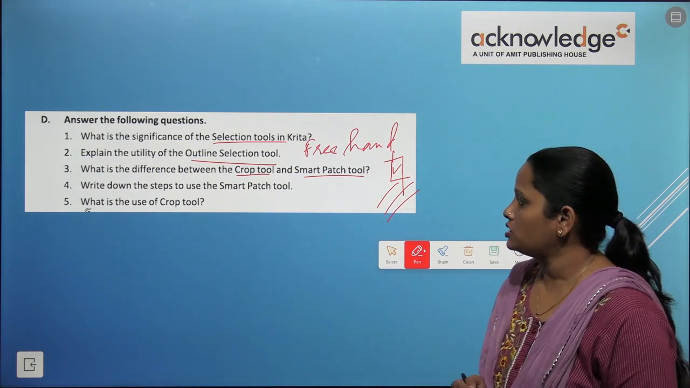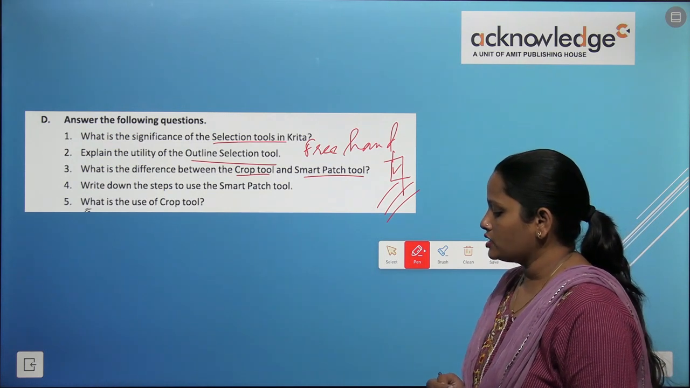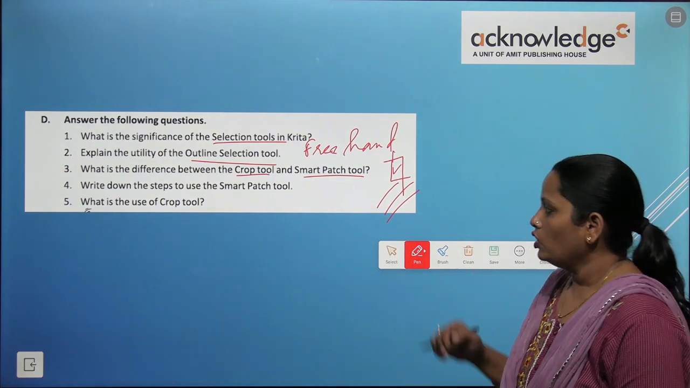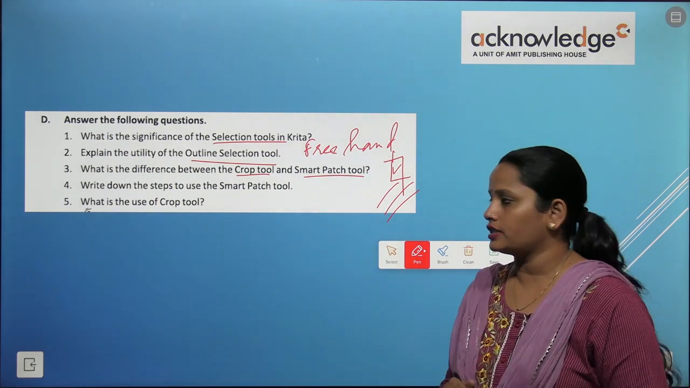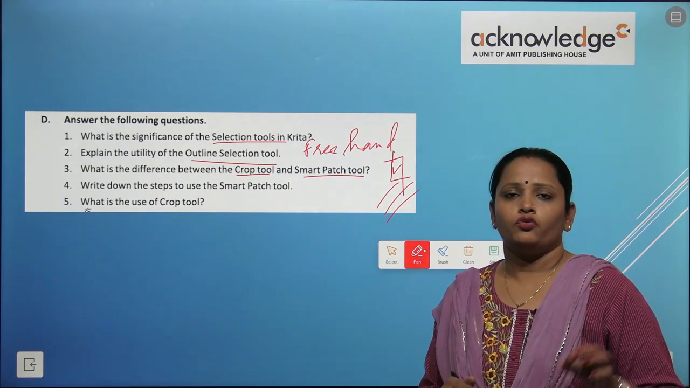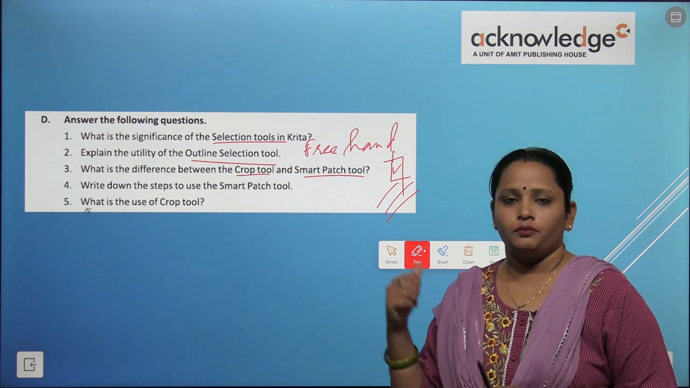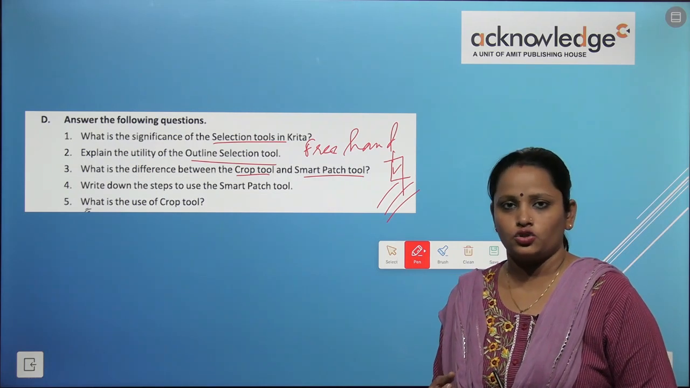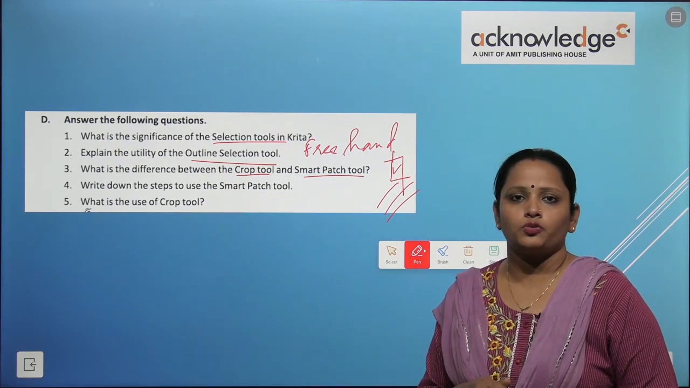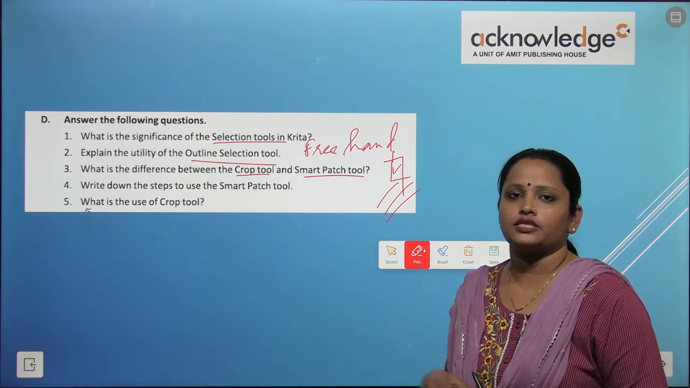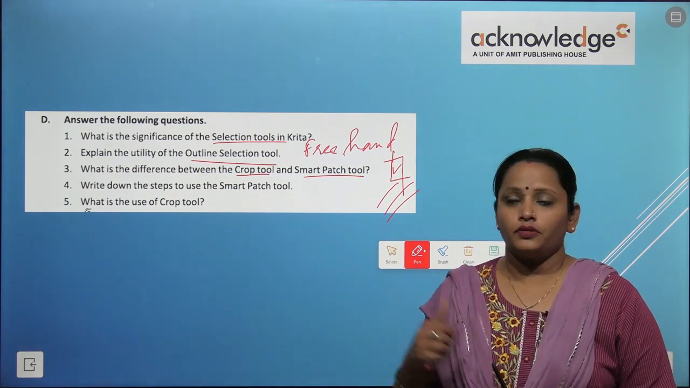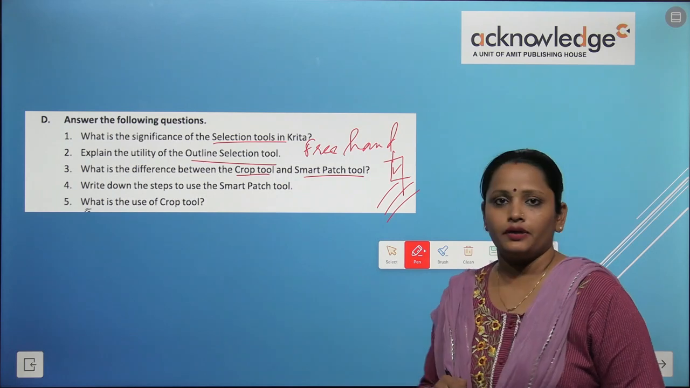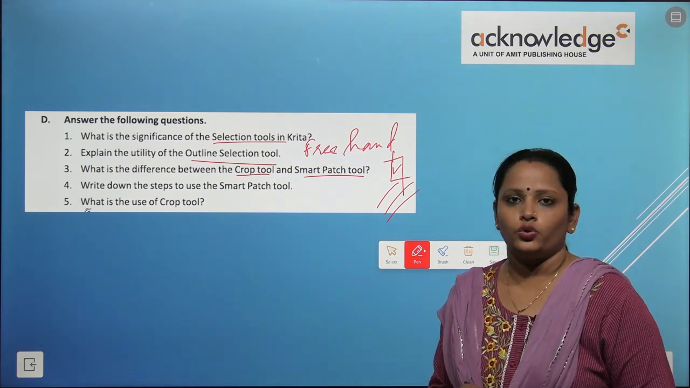Next is write down the steps to use the smart patch tool. So for using the smart patch tool, first we have to go to the toolbox. From there we have to select this smart patch tool, and then we have to bring our mouse pointer to the picture where we want to apply this tool, and then left click the mouse button and drag it till the area is selected, and then we have to remove our finger from there, and what will happen? This smart patch tool will do its work.